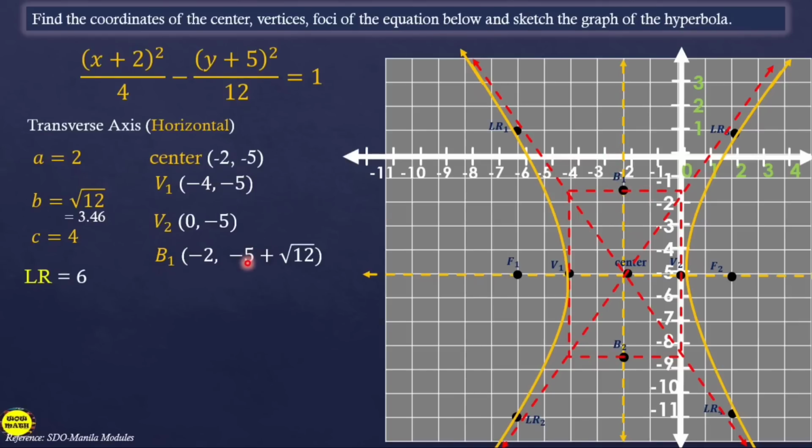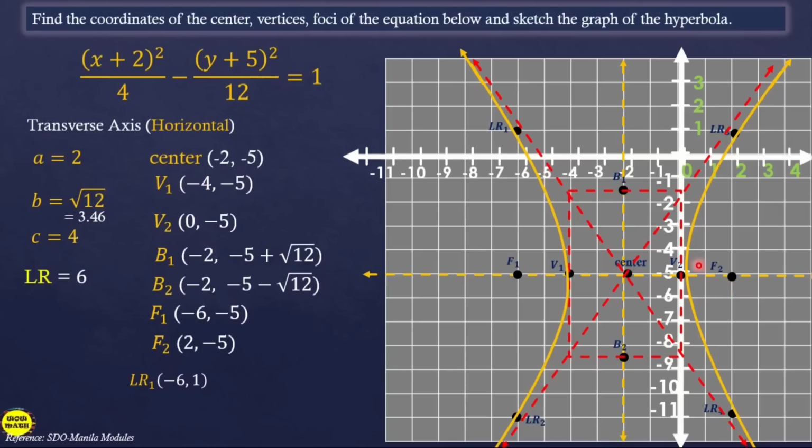Kasi negative 5 plus square root of 12, so negative 5 plus 3.46. Dito natin yan makikita. Then yung b sub 2 natin, dito. That is negative 2 and negative 5 minus square root of 12. And then yung focus natin, f sub 1, negative 6, negative 5. Yung f sub 2, positive 2, negative 5.